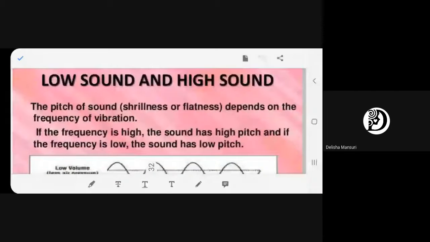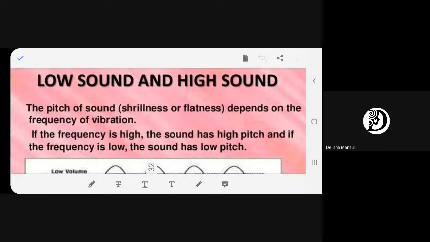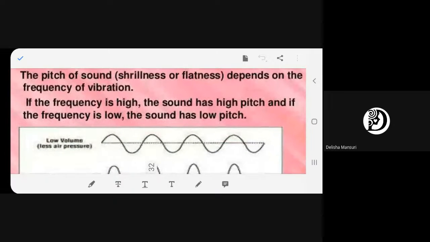Now we will see low sound and high sound. Again, this is a revision. The pitch of sound, shrillness or flatness depends on the frequency of vibration. If the frequency is high, the sound has high pitch. If the frequency is low, the sound has low pitch. You understood now? Okay. So how is it related? Low pitch means low frequency. Simple, directly related to it.